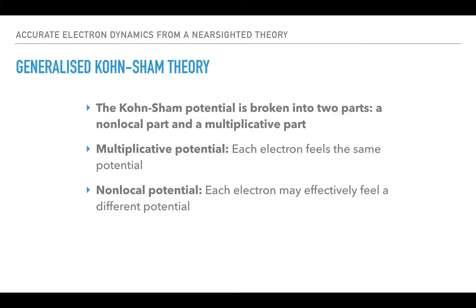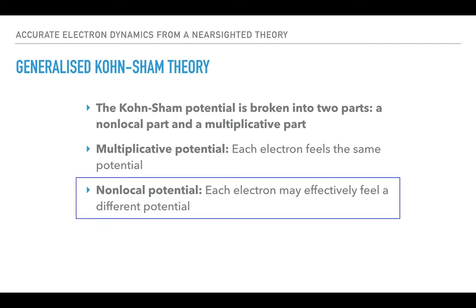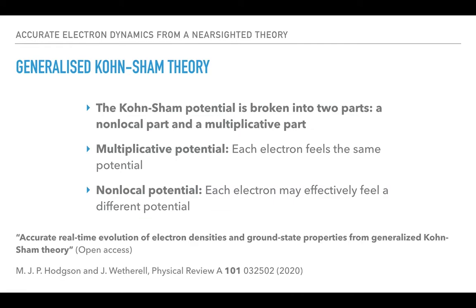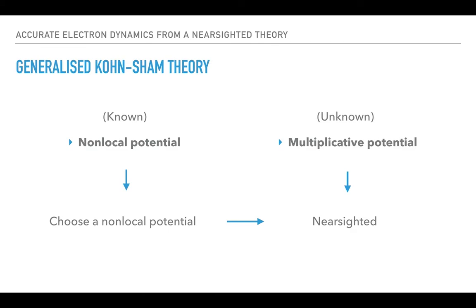The Kohn-Sham approach can be generalized to allow more flexibility in the Kohn-Sham potential. Within generalized Kohn-Sham theory, the Kohn-Sham potential has two distinct parts. One part is known as the non-local potential, because in effect each electron may feel a different effective potential. The other part is known as the multiplicative or local potential, because all electrons feel the same effective potential. The standard Kohn-Sham potential consists only of the multiplicative part. Through the choice of non-local potential, one can design the corresponding multiplicative potential to be more or less nearsighted. For more information on how one achieves this, please see this paper.